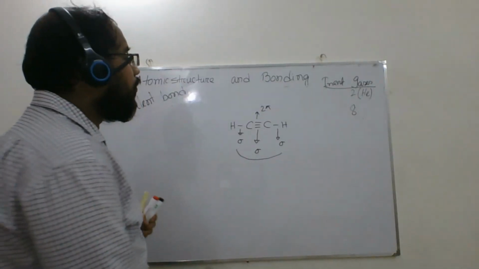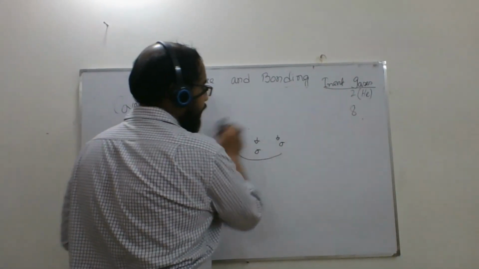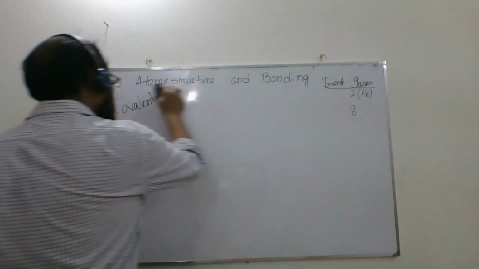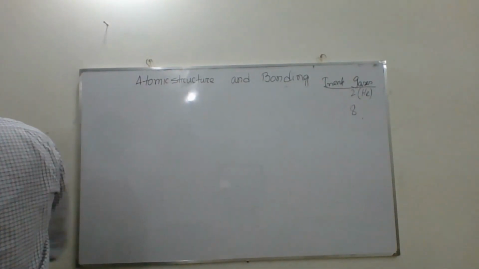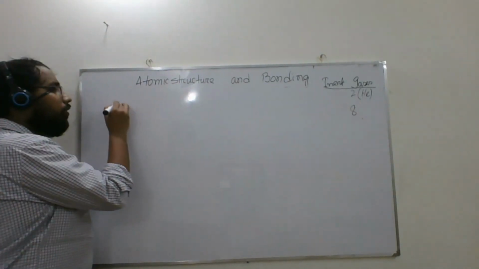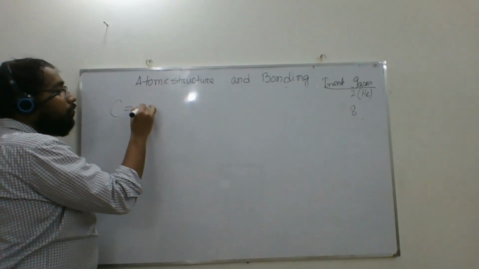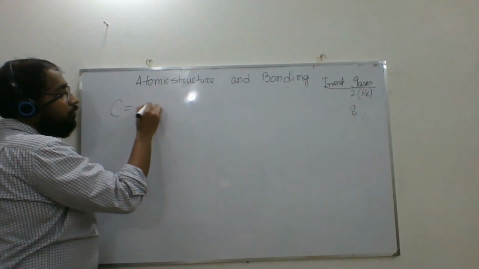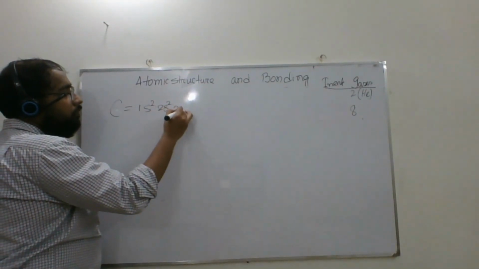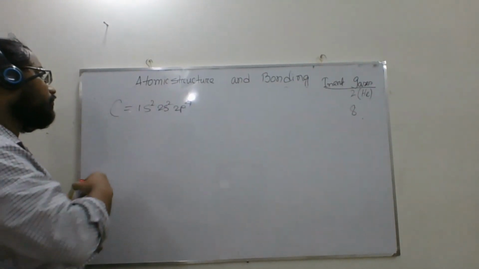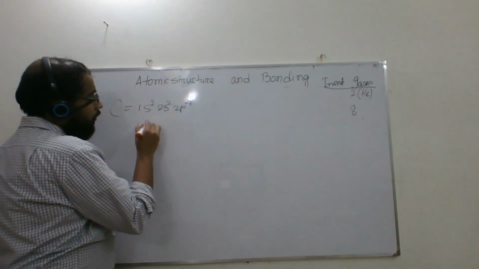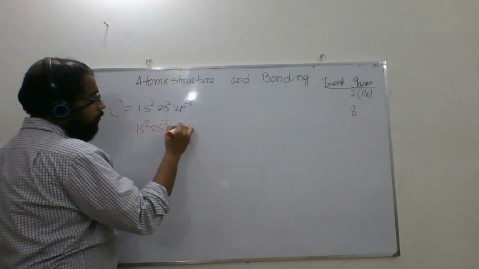Now we will go for hybridization. Hybridization, I said, is making hotspots using some orbitals. So if we consider carbon, carbon is 1s2, 2s2, 2p2.